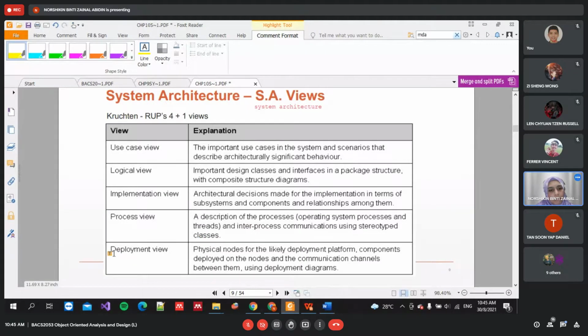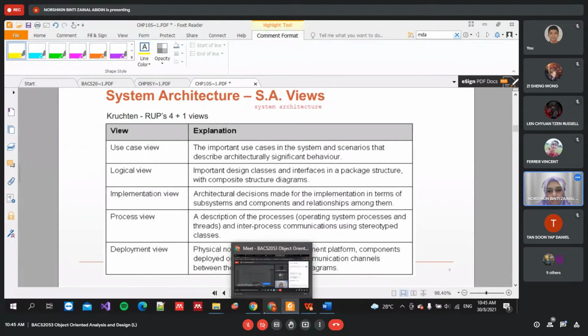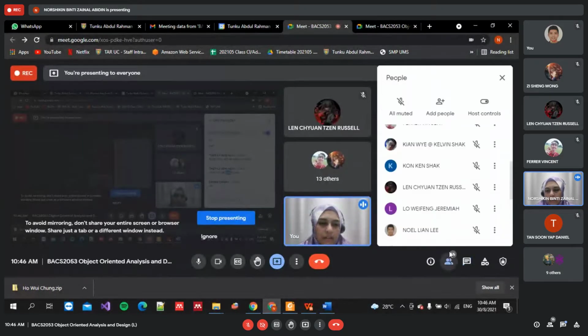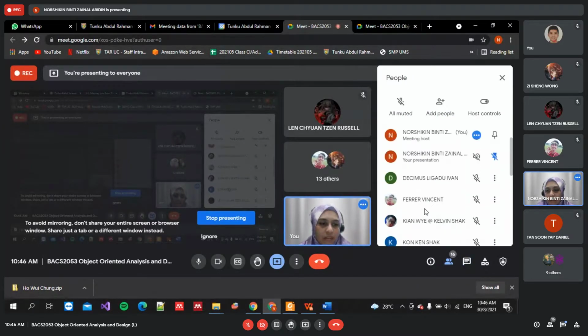And then the deployment view: physical nodes for the likely deployment platform, components deployed on the nodes, and the communication channels between them, using a deployment diagram. So, does anyone know what deployment is? Can anyone tell me? Rachel, what do you think? What is deployment? Russell, what is deployment? Ivan, what is deployment?